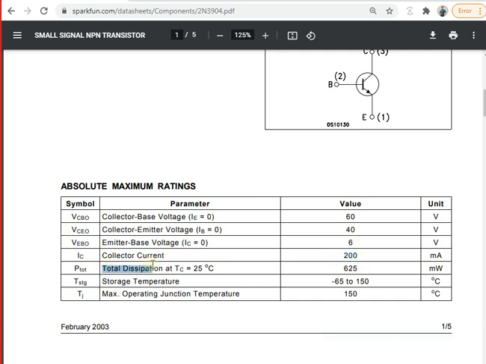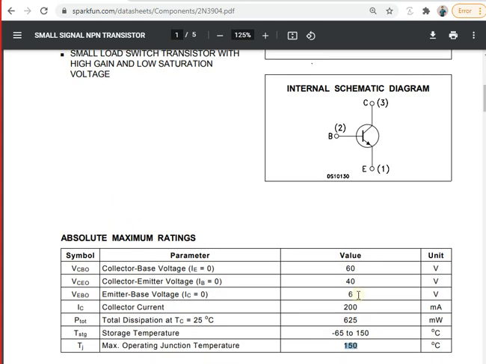The power consumption or the total dissipation, as you can see, the units are in milliwatts, and the temperature at which you can store it is -65 to 150. And the maximum operating junction temperature is 150. So if your transistor is being turned on and off, and you have a huge amount of current flowing through it, it will also get hot. But in normal working conditions, it will not get hot. 150 degrees centigrade is a huge temperature.